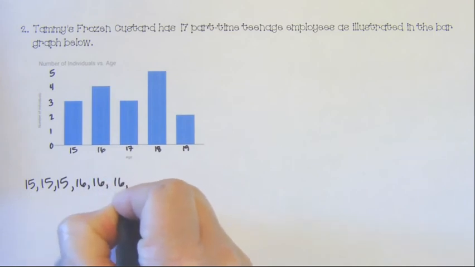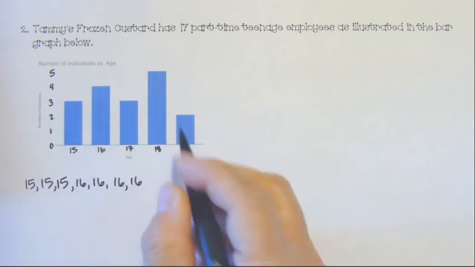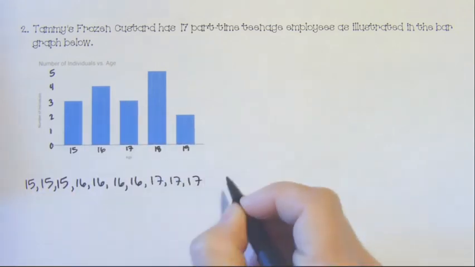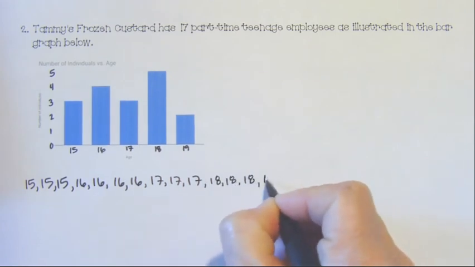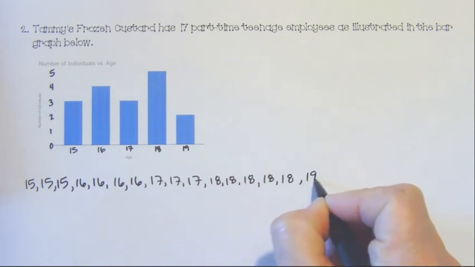And I tried to put that in the feedback a little bit, but I don't know if it really made sense. The 17 bar goes up to 3, so that means that there's 3 17-year-olds. The 18 goes up to 5, 2, 3, 4, 5, and then the 19 goes up to 2.